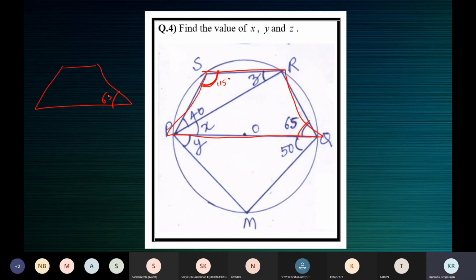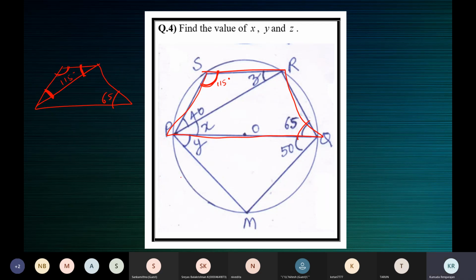So this is 65 degrees, so this will be 115 degrees. And then there's a triangle here like this. This is 40 degrees, this is Z, and this is 115. So by the angle sum property of a triangle, you can find Z. Correct? Yes, ma'am.